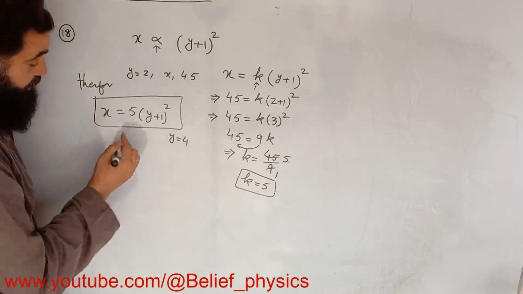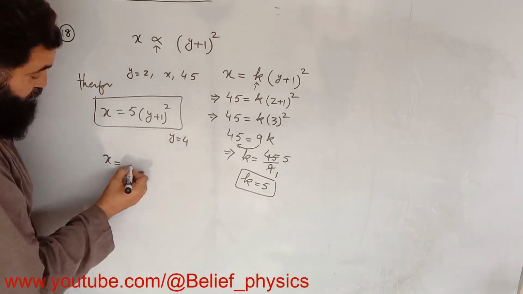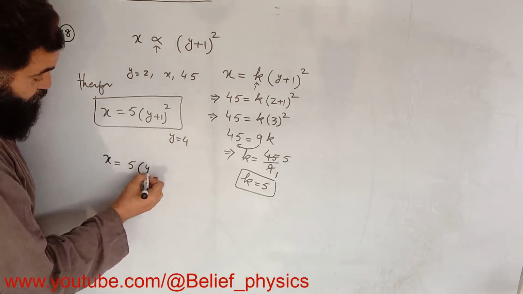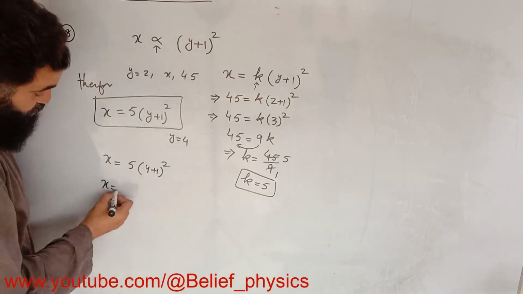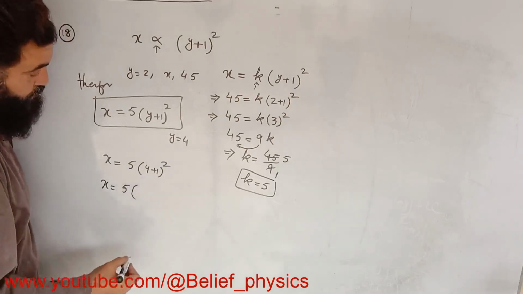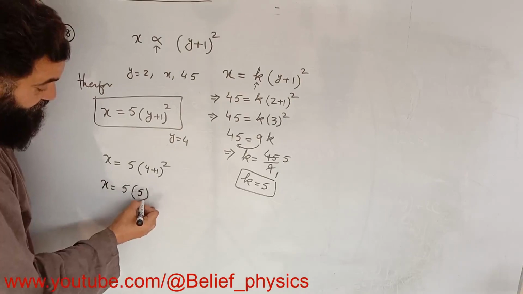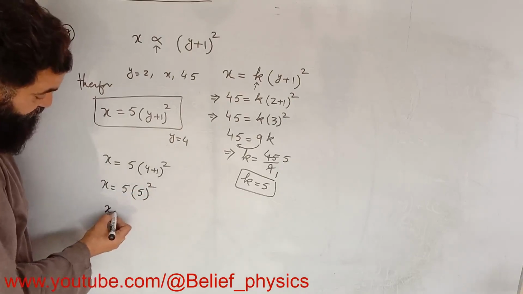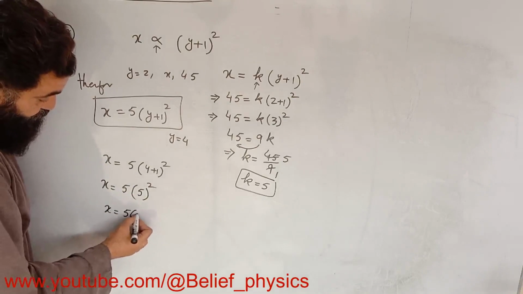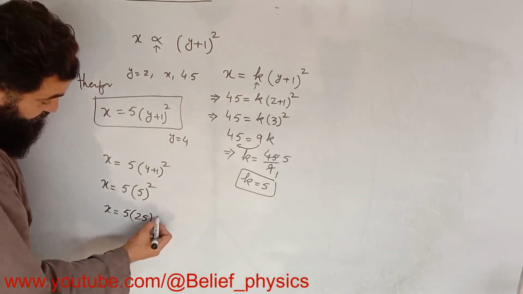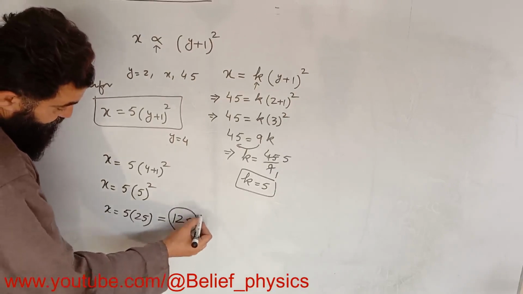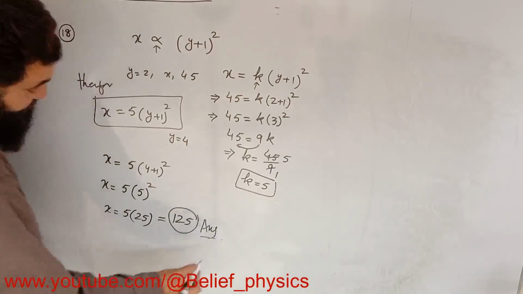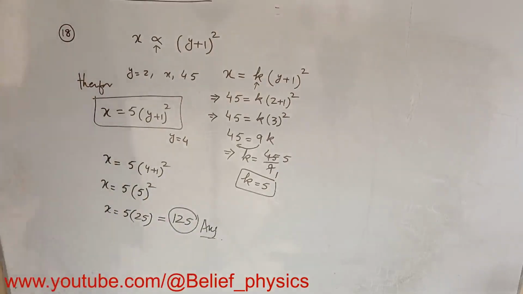So put y equal to 4 here. We get x is equal to 5 into (4 plus 1) square. 4 plus 1 is 5, so x will be equal to 5 into 5 square. 5 square is 25, and 5 twenty-fives are 125. So when y is equal to 4, x will be 125. That's it.